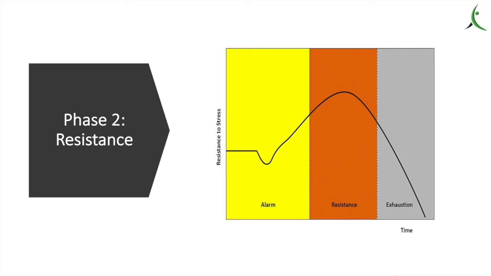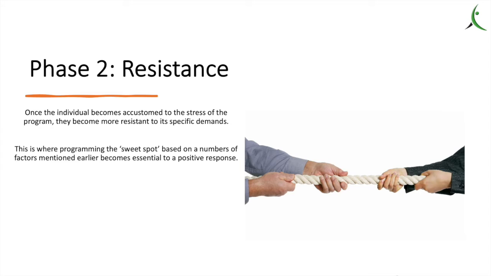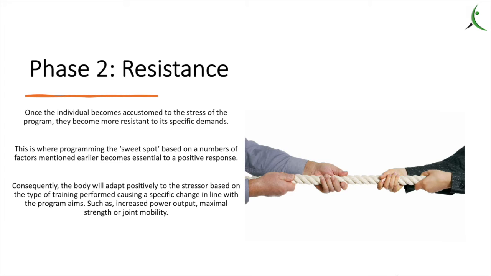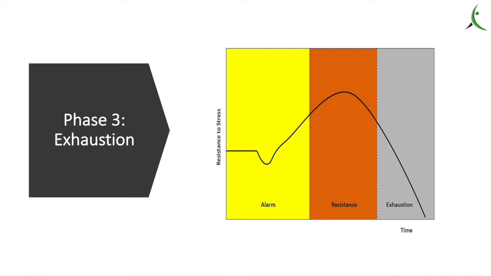Then the body moves into phase two, resistance. Once the individual becomes accustomed to the stress of the program, they become more resistant to its specific demands. This is where programming in the sweet spot, based on a number of factors mentioned earlier, becomes essential to a positive response. Consequently, the body will adapt positively to the stressor based on the type of training performed, causing a specific change in line with the program aims, such as increased power output, maximal strength, or joint mobility. The individual can start to handle more of the stressor, such as heavier amounts of weight lifted, a lower rest period between sets, and or higher volumes of reps, sets, or training sessions. This is where progression is often looked at in exercise programs week to week.